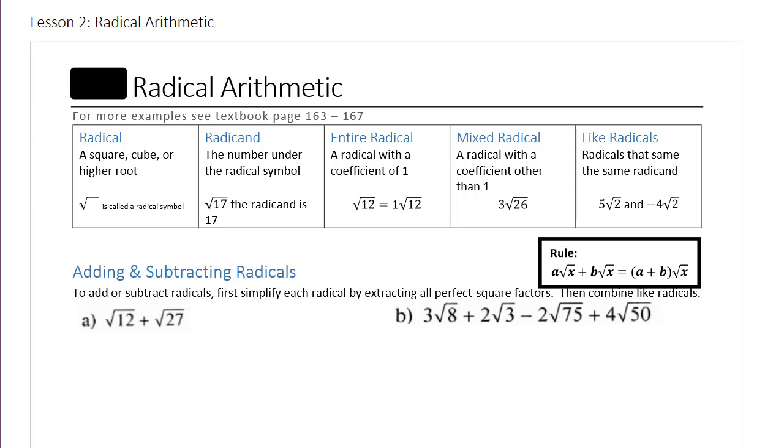Okay, here we go on lesson 2, radical arithmetic. Again, you can see some more examples and explanations if you're having any trouble in the textbook on pages 163 to 167. They go through pretty much everything I'm talking about here.